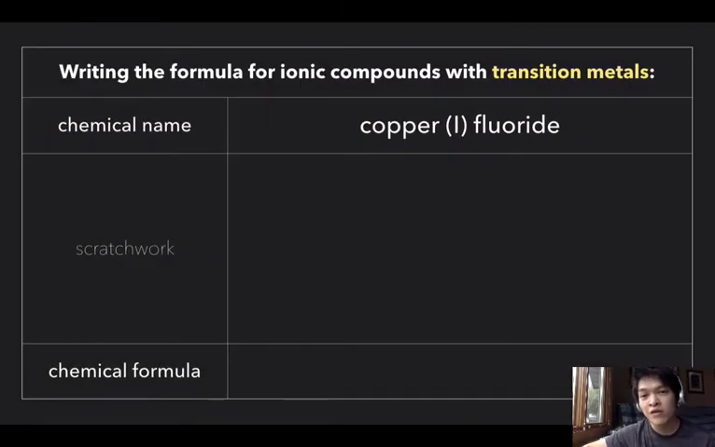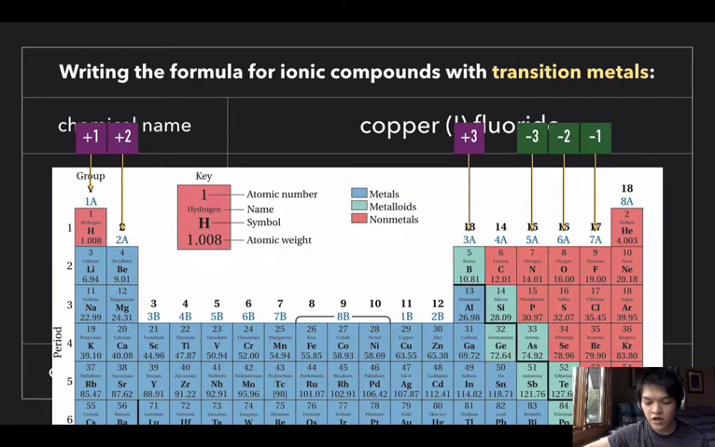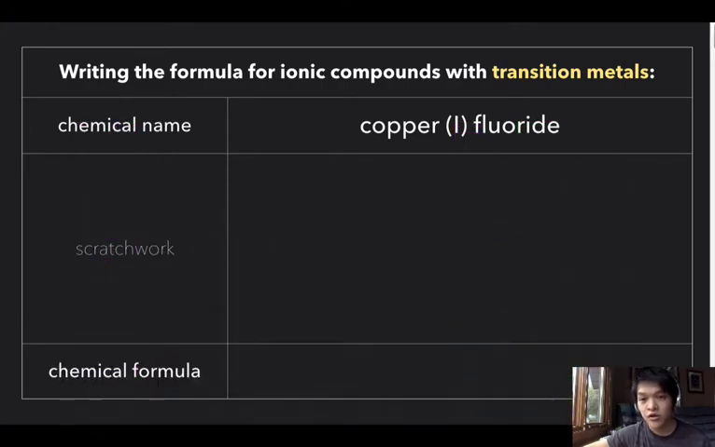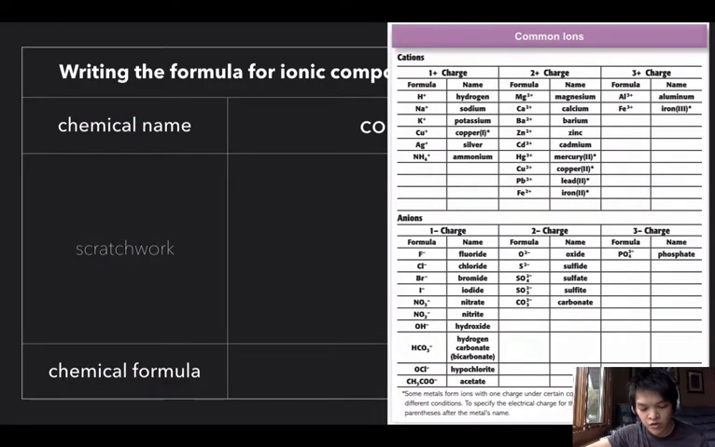We have copper 1 fluoride. Now immediately we can tell that the copper is going to have a positive 1 charge. It's right there. But what is the charge of fluoride? We're going to need to find that out by looking at the periodic table. Fluoride is right here in column 7A as a negative 1 charge. So remember that. I do want to show you though that copper 1, we said it has a positive 1 charge because it's in the name. It's right here on the resource sheet. So it's copper positive 1.